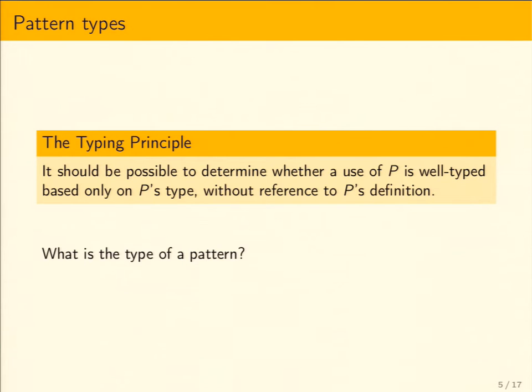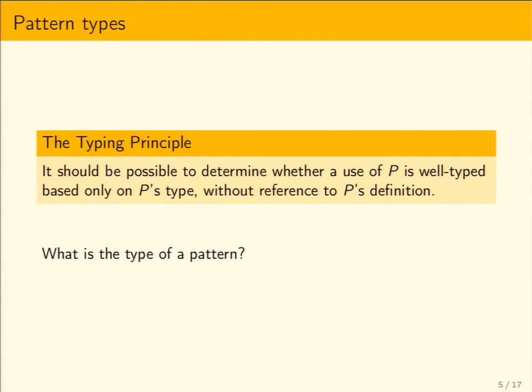So the goal of the typing here, again in analogy to functions, is that we want to assign some kind of type to pattern synonyms so that when you use one, we can tell if that use is well-typed or not just by looking at the type, without having to look at the definition of the given pattern synonym that you're using. So our requirement on whatever we come up with as a type for patterns is to enable this.